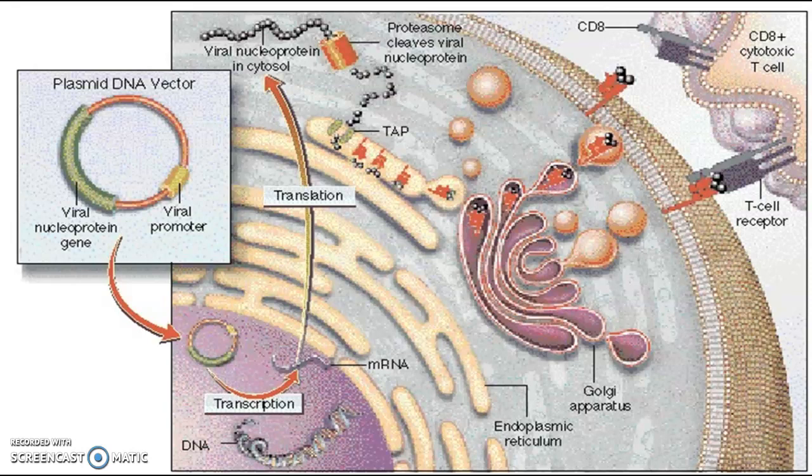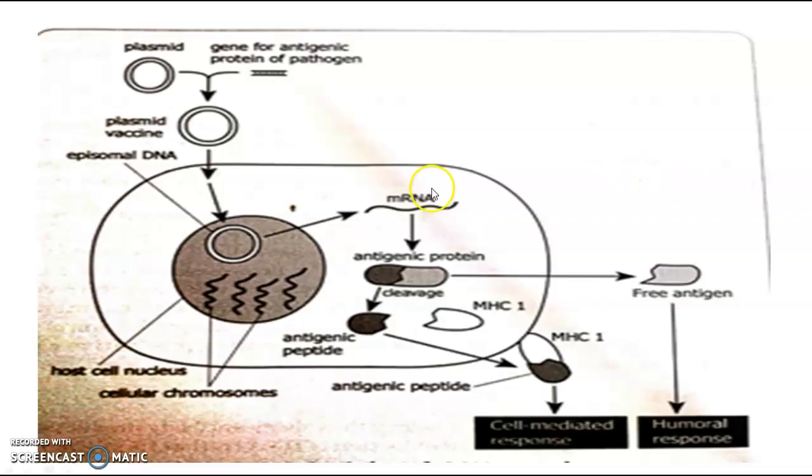If the T helper cell has been activated because of the small part on MHC class 2, it will release signals which will activate cytotoxic T cells, the B cells and other phagocytic cells.